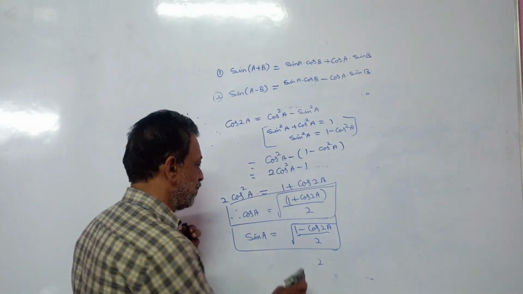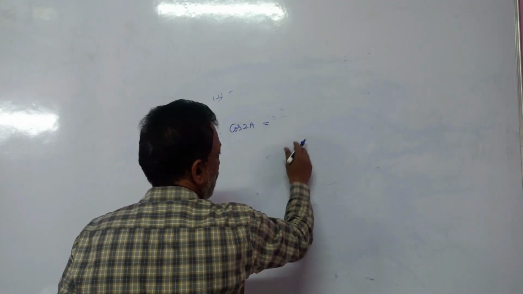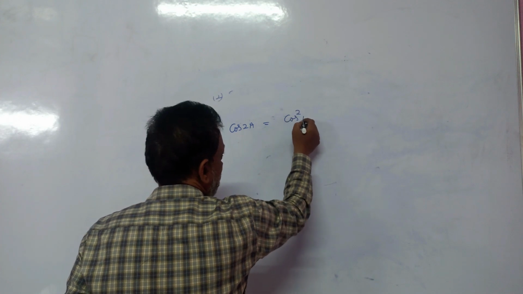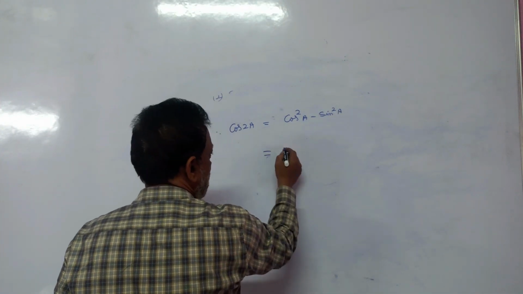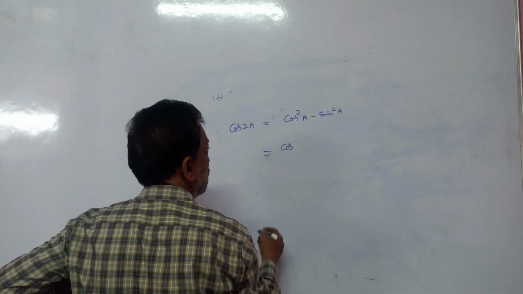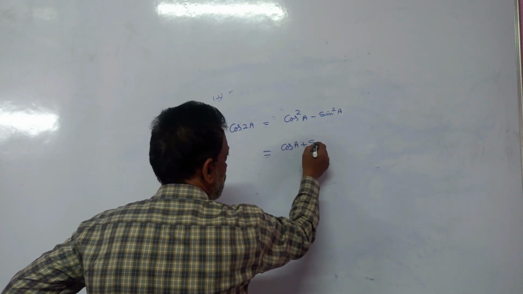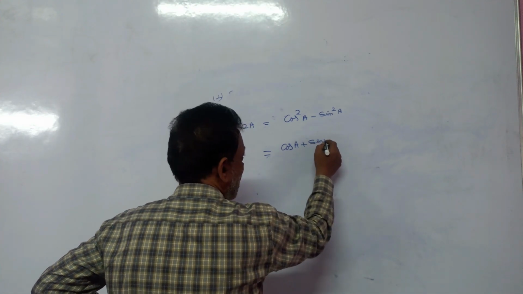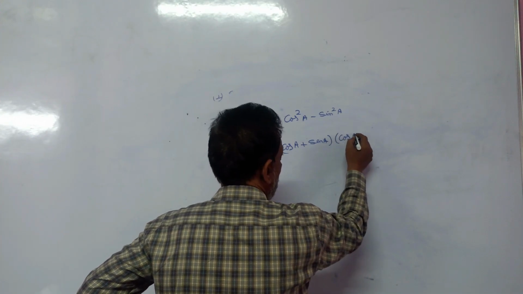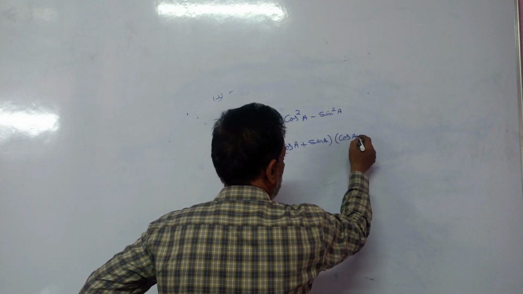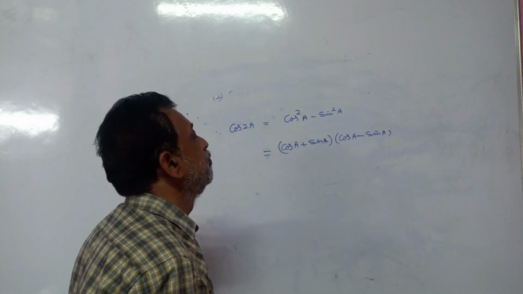So cos 2A is equal to, what is the formula you got? Cos square A minus sin square A you got. So that can be written as cos A plus sin A into cos A minus sin A.